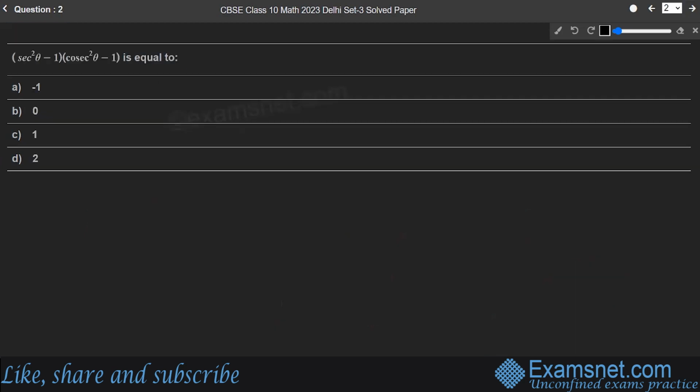Now, as they say, sec square theta minus 1 into cosec square theta minus 1 is equal to what? So let us see the terms. First term is sec square theta minus 1, which is nothing but tan square theta. That is nothing but an identity. There is a trigonometrical identity which says sec square theta minus tan square theta is equal to 1. So using that, we can say sec square theta minus 1 is tan square theta.